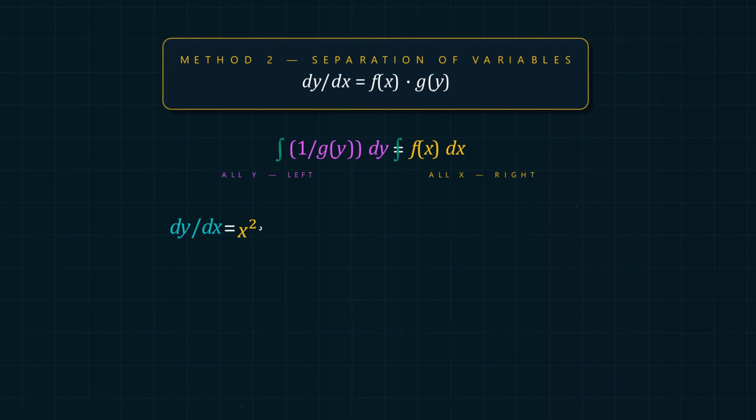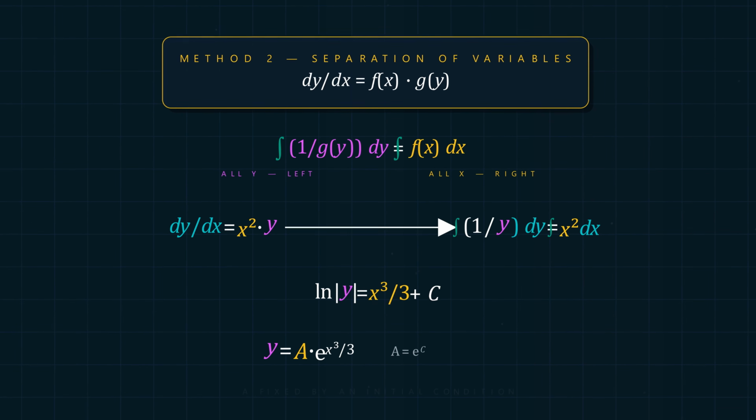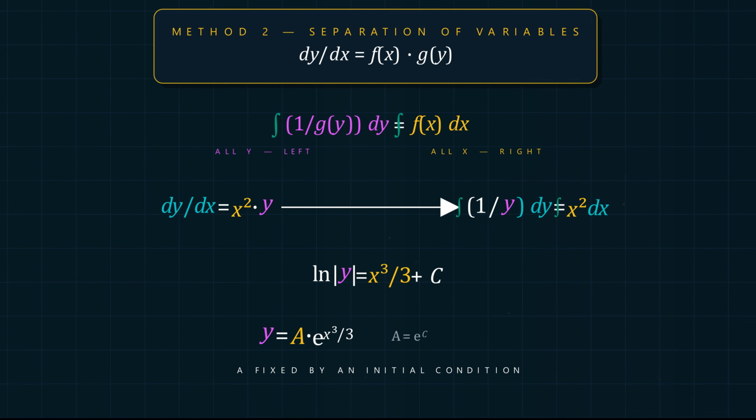For dy over dx equals x squared times y, we separate to get 1 over y dy equals x squared dx. Integrating the left, the natural logarithm of the absolute value of y; integrating the right, x cubed over 3 plus c. Exponentiating both sides, y equals a times e to the power x cubed over 3, where a equals e to the c is an arbitrary positive constant. We determine a from an initial condition.